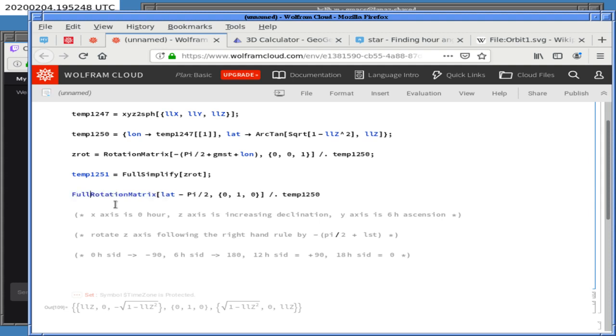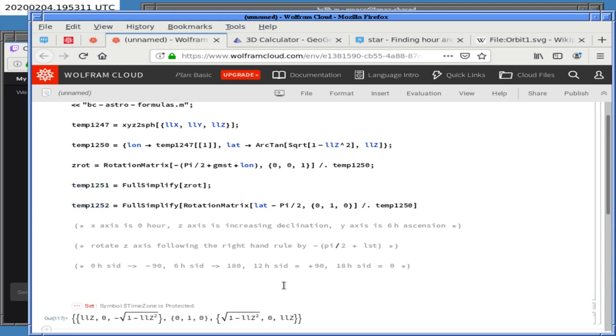This is the kind of thing that really annoys me about myself. This is a beautiful matrix. I'm going to see if we can make it even more beautiful. So this is going to be temp 1252. This is going to be the Y rotation matrix, which we probably should have called it that, huh? Nah, we're fine. And I don't think it'll simplify. Obviously, it's a very simple thing to begin with.